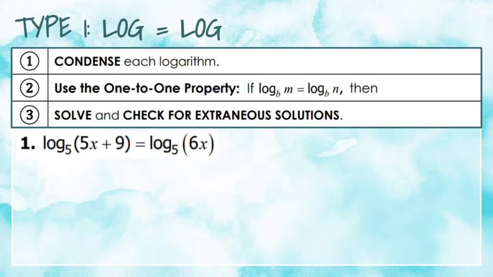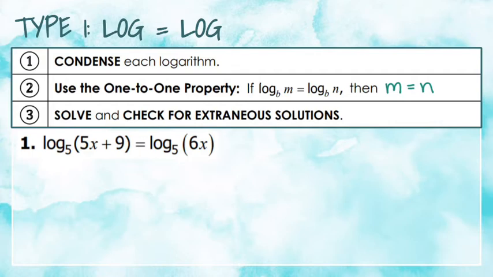Here are the steps to solve a logarithmic equation whenever they are in log equals log form. And we're going to look at the other type in a minute. But first you want to condense each logarithm, then you want to use what's called the one-to-one property. And that just says that if log base b of m equals log base b of n, then m must equal n. Then we want to solve and check for extraneous solutions.